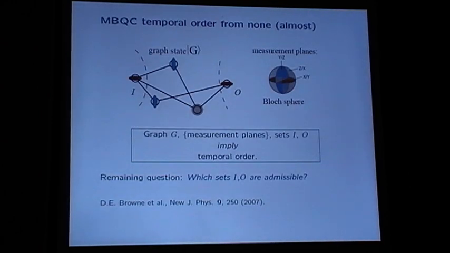Okay, and it has been shown by Dan Brown and company that if we know the measurement planes for the measurement of all the qubits and the graph, that almost uniquely specifies the temporal order of the computation, but not quite. You need, in addition, a set of qubits that can be measured first, and you need to know a set of qubits that can be measured last. So that is, in a way, a seed of temporal order. And if you have all those three pieces taken together, then you can completely figure out what the temporal order is. So temporal order per se is not implied just from the state and the measurement planes. You need a little bit more of information.